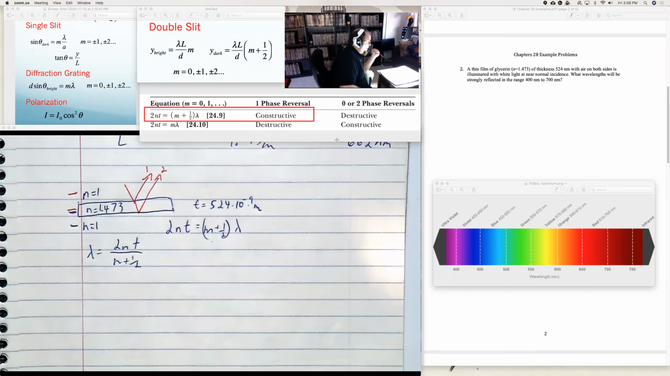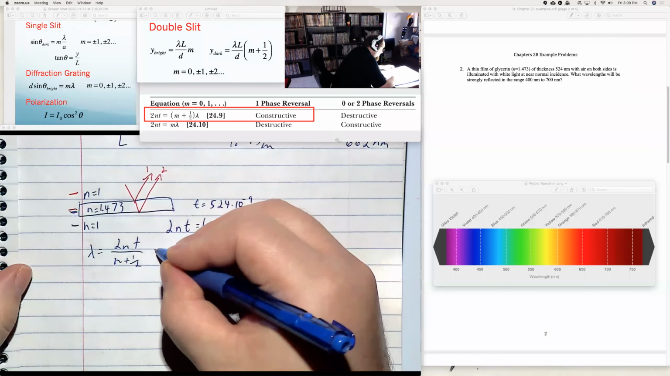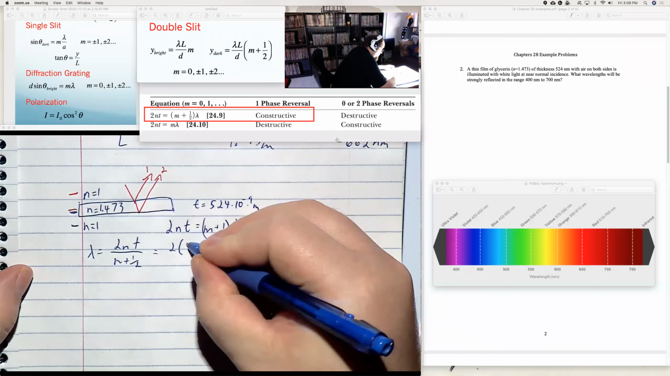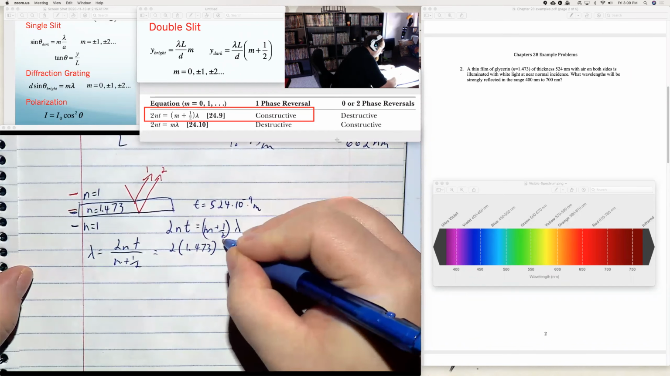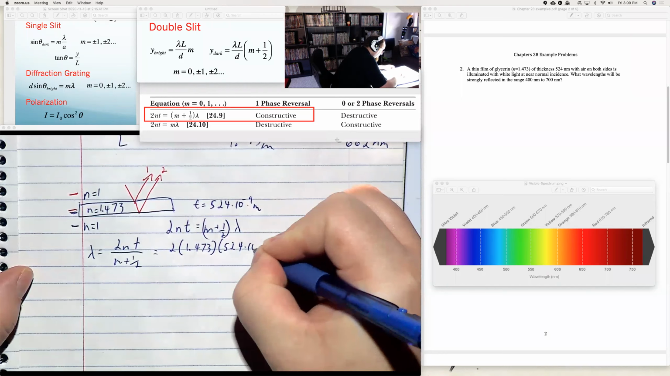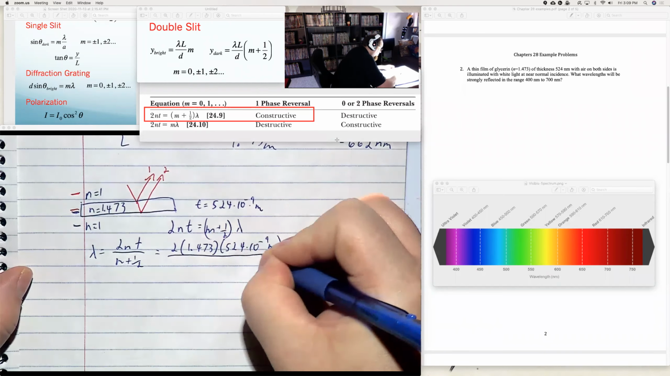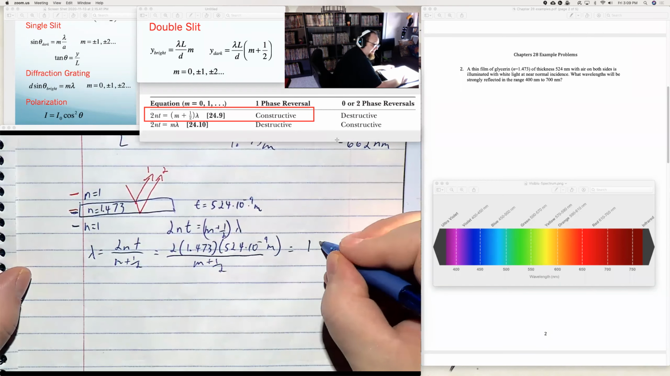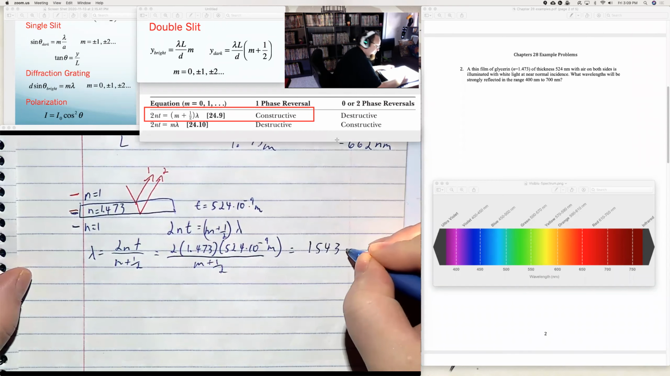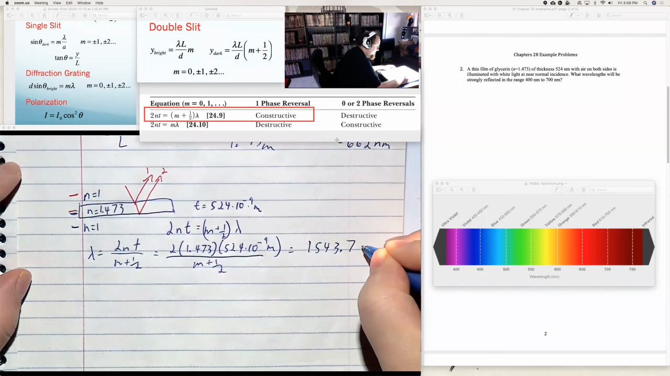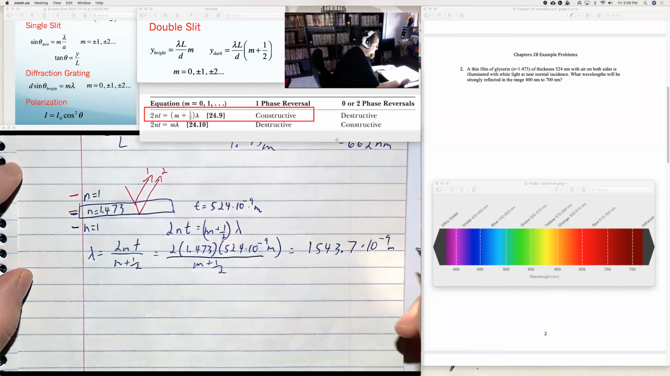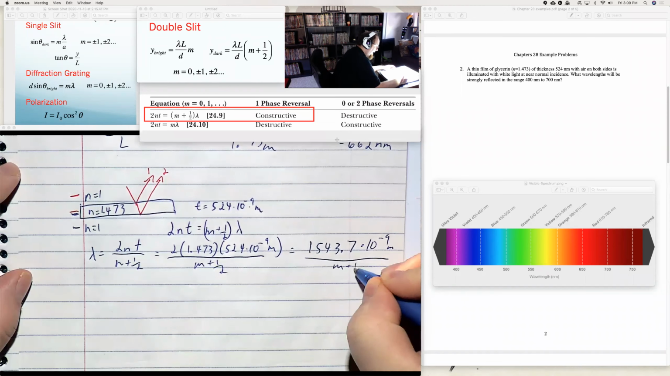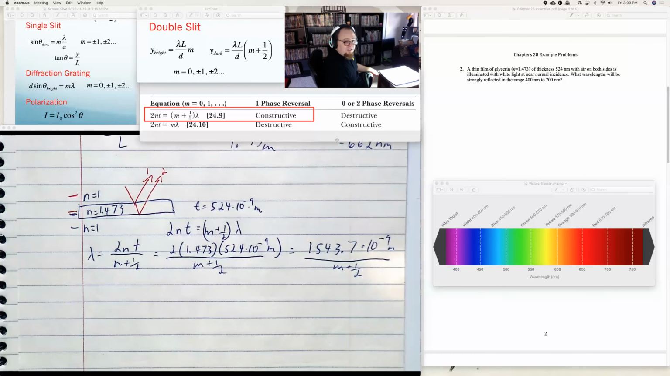And I ask for what wavelengths in that range. I want to be honest, there's no quick, easy way to necessarily know what that is. I mean, I can plug in what numbers I know. 2, n is 1.473, t is 524 times 10 to the negative 9th meters, but I'm not sure what my m value is. And if I reduce this, which I did just to make my life easy, that's 1543.7 times 10 to the negative 9 meters over m plus 1/2. And I'm basically just going to guess and check.